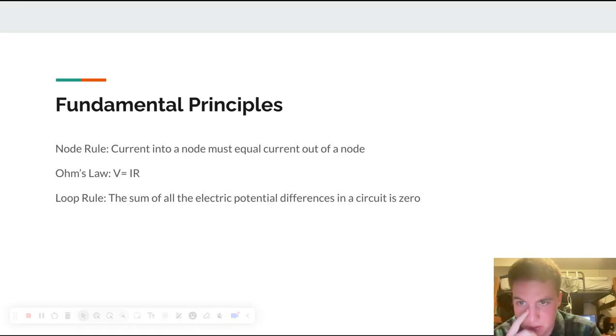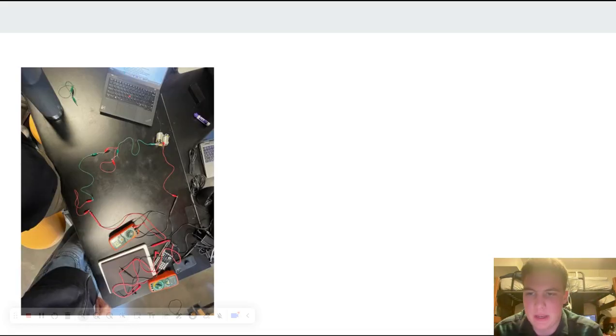So the fundamental principles we used in this lab were the node rule, which says that current into the node of some circuit has to equal the current out of a node. Loop rule, which kind of goes with node rule, that the sum of all the electrical potential differences in a circuit is zero due to energy conservation. And Ohm's law, which just tells us that voltage equals the current times the resistance of a circuit element. Here's our circuit.